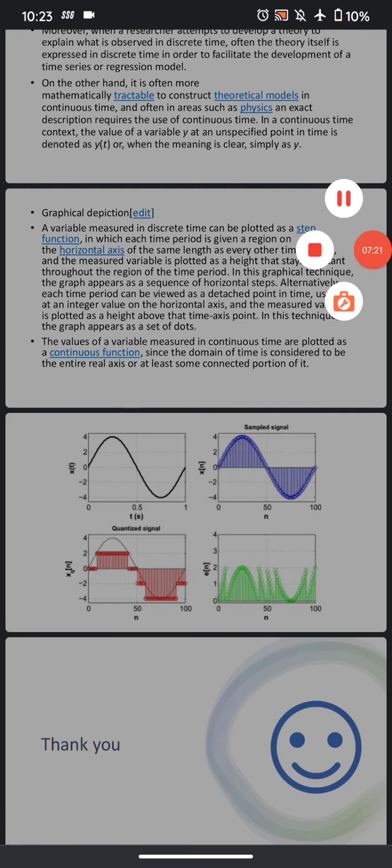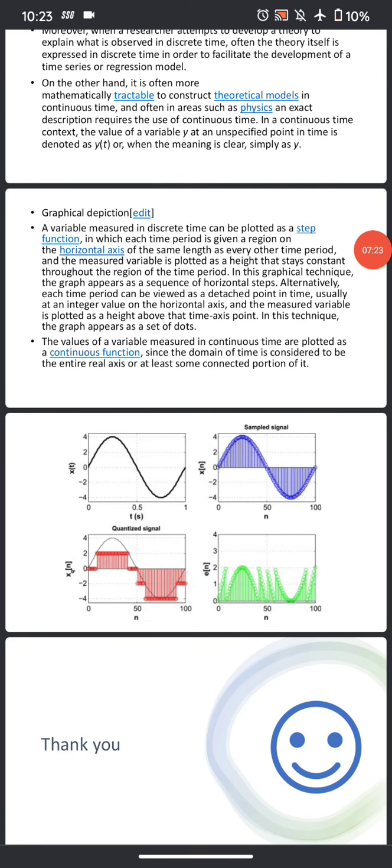So here is a graphical depiction. A variable measured in discrete time can be plotted as a step function in which each time period is given a region on the horizontal axis of the same length as every other time period, and the measured variable is plotted as a height that stays constant through the region of time period. In this graphical technique, the graph appears as a sequence of horizontal steps.